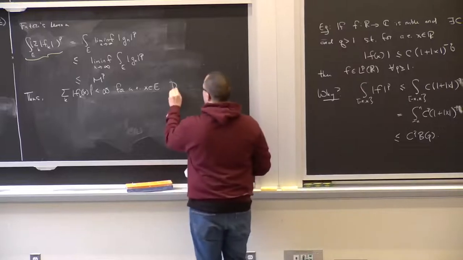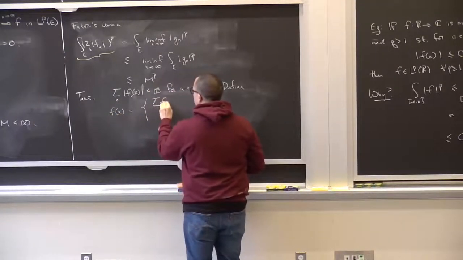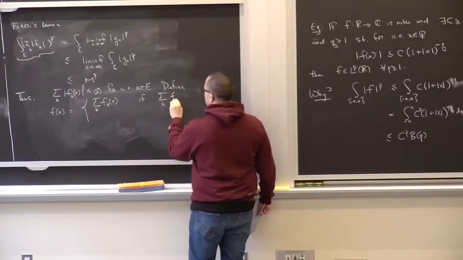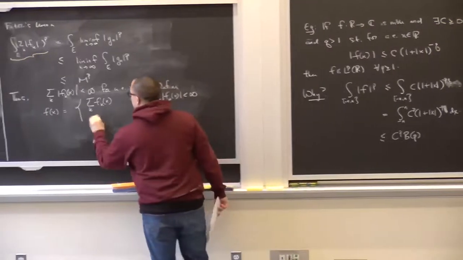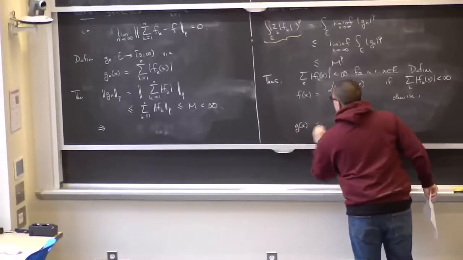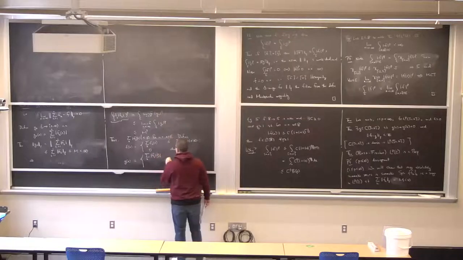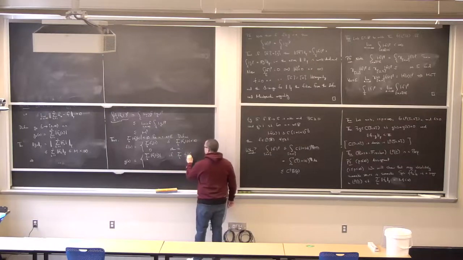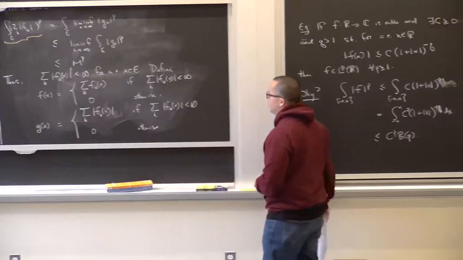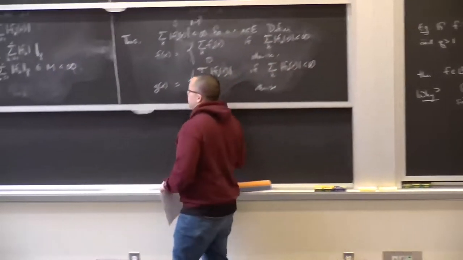So define f of x to be exactly what I get from this convergent series when it converges absolutely, and 0 otherwise. And I'm going to define g of x to be, again, if you like, the limit when the g sub n's converge. So if this is finite, and 0 otherwise. Okay, so now I have these two measurable real-valued functions. And this guy will end up being what the f_k's converge to.